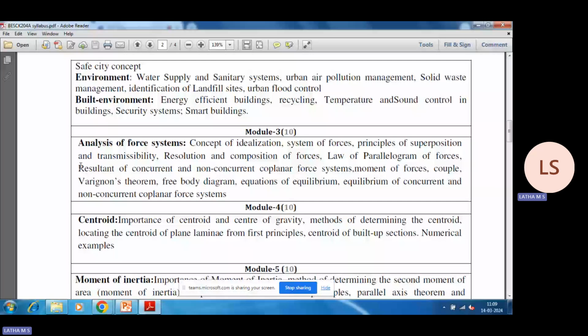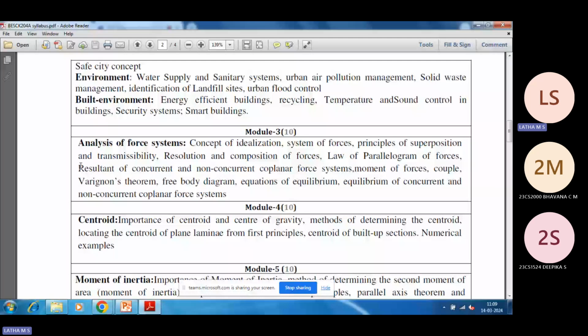Varignon's theorem of forces. Why is it required? Because we studied the law of parallelogram and the triangle law, only to find the resultant of all the forces. Now we have to know the forces present. These are introduced only to calculate the resultant of the forces. So how to do it? What is it? Varignon's theorem. And there is a concept to it.